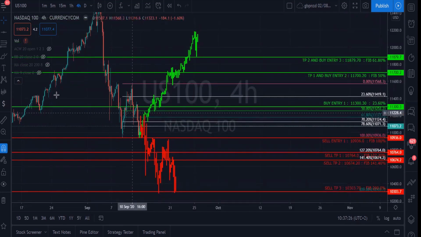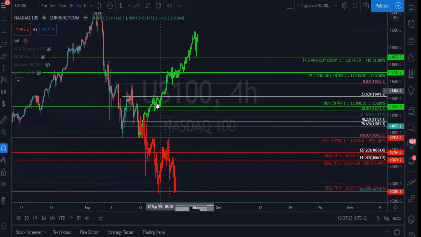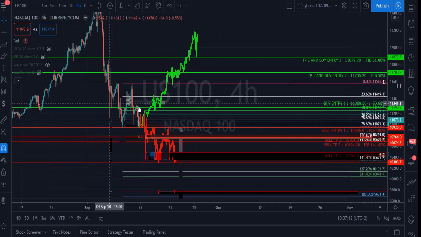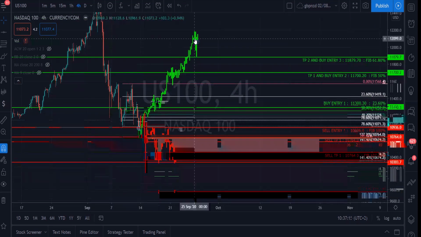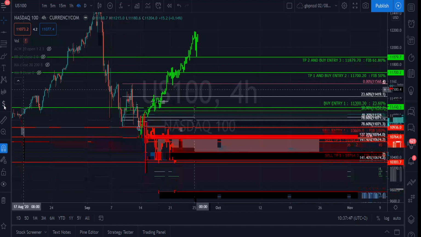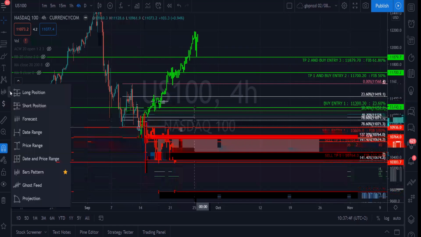So any other questions? Your question was, how did I do this, right? Yes. So let's talk about the bar pattern. I would suggest you go on to TradingView and play around with some stuff. You don't have anything to lose except some time, but it'll be worth your while. You go to this tool where it has long position, short position, and forecast.